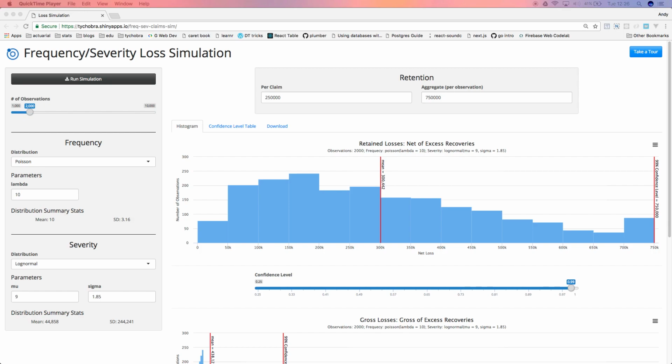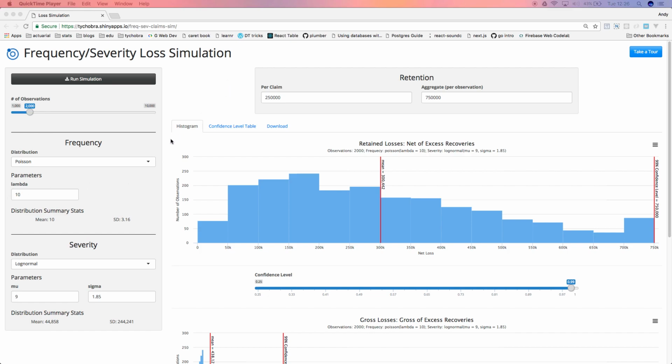Hi, this is our Frequency Severity Insurance Claim Simulator built with Shiny. In this demo, imagine we are an insurance company that provides workers' compensation coverage, and we are shopping for both per claim and aggregate excess reinsurance. We have been quoted on $250,000 per claim and a $1 million aggregate excess reinsurance policy. We are going to use a frequency severity simulation to see if this reinsurance policy fits our budget and risk appetite. Now, let's set up our simulation.